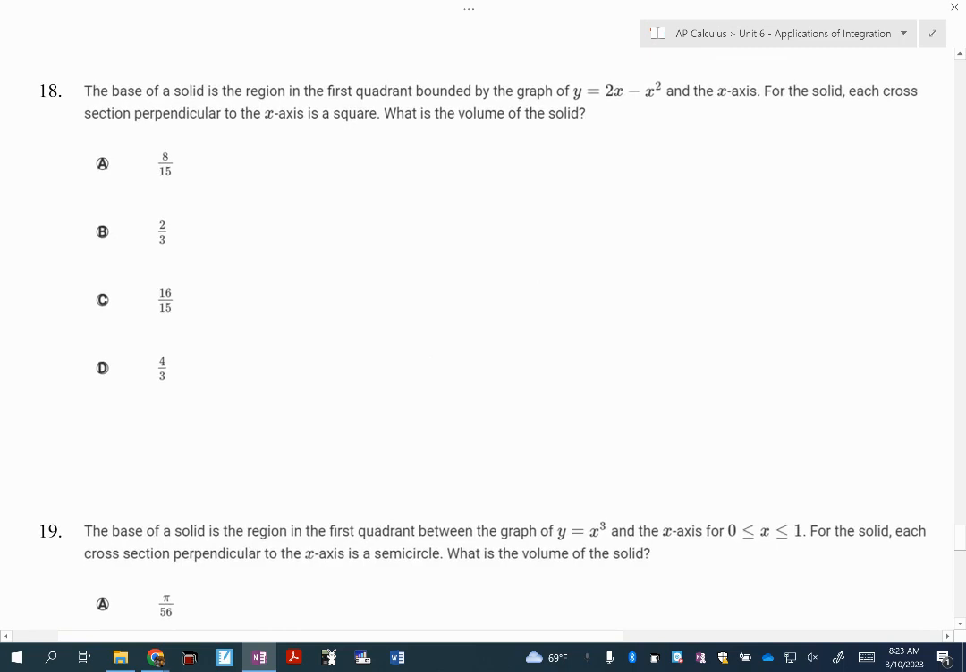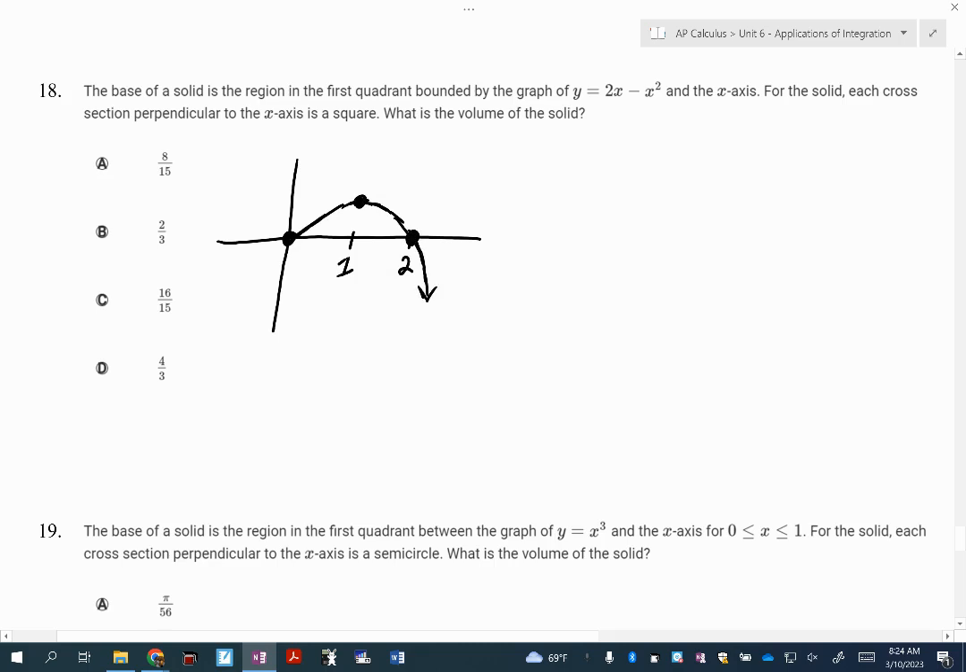Okay, 18. The base of a solid is the region of the first quadrant bounded by the graph y equals 2x minus x squared and the x-axis. So let's sketch this. First quadrant, so 0 is going to be 0. Plug in 1: 2 times 1 is 2, and 1 squared is 1, so 2 minus 1 is 1. So 1, 1. Let's plug in 2: 2 times 2 is 4, and 2 squared is 4, 4 minus 4 is 0. So actually, this is it. The rest of the function is going to keep going down.